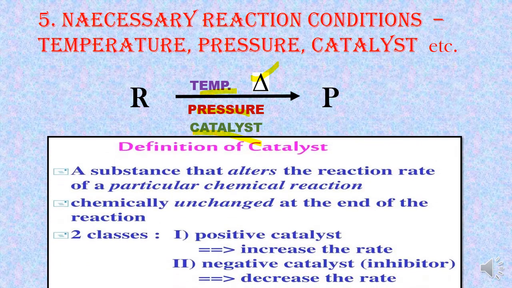Okay. Now, can you tell me what a catalyst is? Yes, a catalyst is a substance that alters the rate of a particular chemical reaction. Alteration means it can either increase or decrease the rate of a chemical reaction. If it increases the rate, it is called a positive catalyst, and if it decreases the rate of a reaction, it is called a negative catalyst. Always remember one thing: catalysts are chemically unchanged at the end of the reaction.